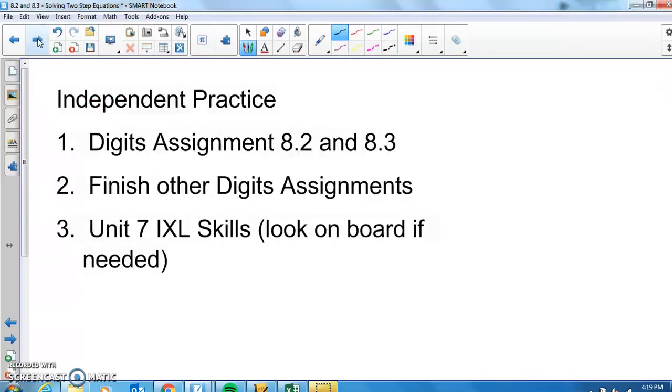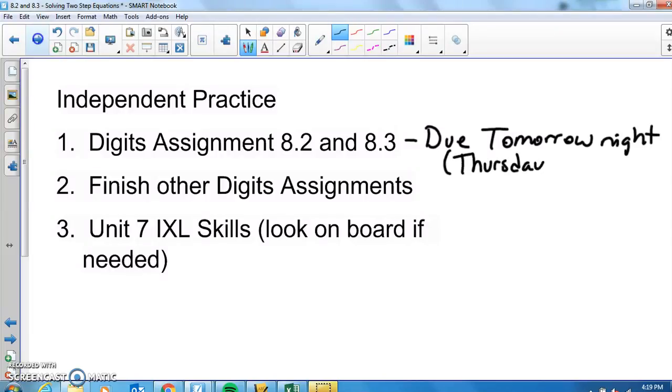And then what I want you to do when you finish all of this is to work on digits assignment 8-2 and 8-3. Today is Wednesday, so I'm going to have this due tomorrow night. That is Thursday, December the 8th. Then when you finish that, it says finish other digits assignments. You should have already finished 8-1. And then move on to the Unit 7 IXL skills, and I will have them up on the smart board so that you can refer back to them.